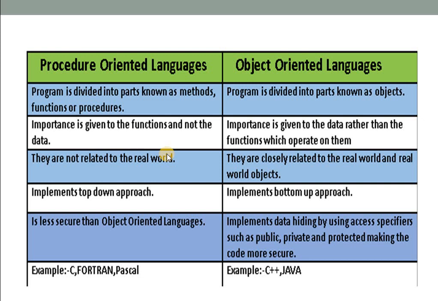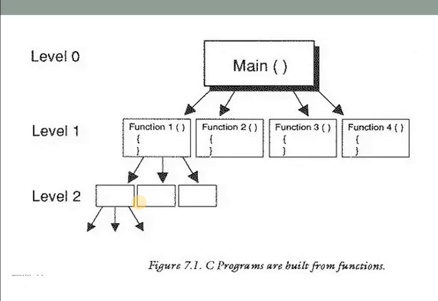Now, coming on to the next difference, we know from the example we might have seen that these procedure oriented languages are not related to the real world much, whereas object oriented languages have a close connection with real world objects. Next, procedure oriented implements a top down approach while object oriented implements a bottom up approach. I think it will not be clear until I explain what the top-down approach and the bottom-up approach are. We shall move to the next concept.